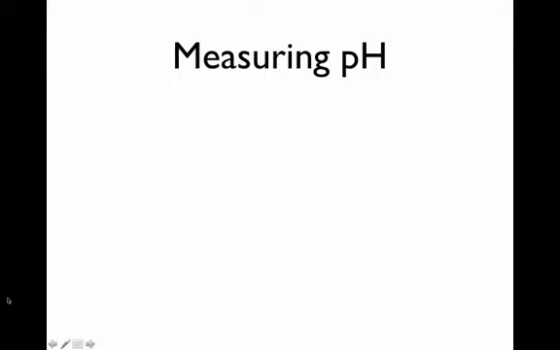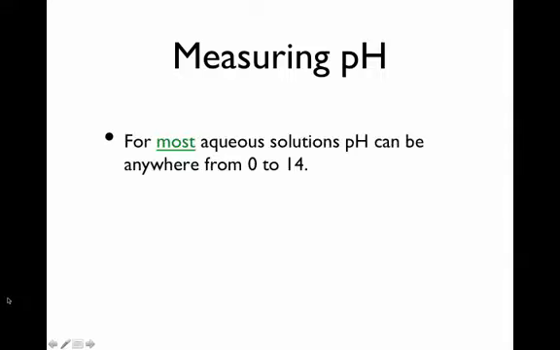In this section, we're going to continue talking about measuring pH. We're going to talk about the pH scale, what neutral pH means, and why pure water has a neutral pH. So as far as measuring pH is concerned, this is a little bit of a recap of what we talked about in the previous sections, although this first point might be a little bit new.